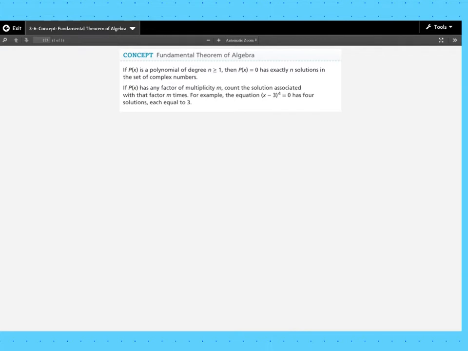So what it's saying is that if I have any kind of polynomial, say p of x equals a cubic function, something like this, right? Then there should be 3 solutions.